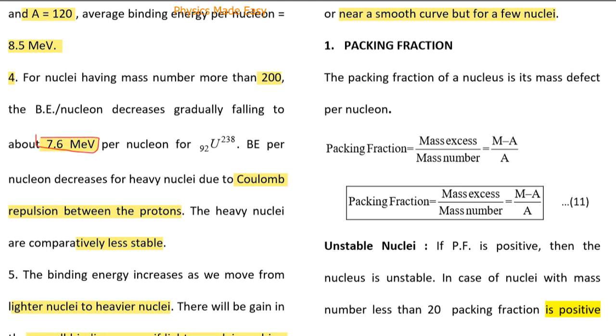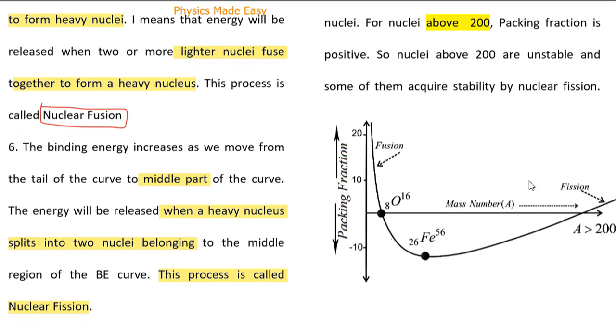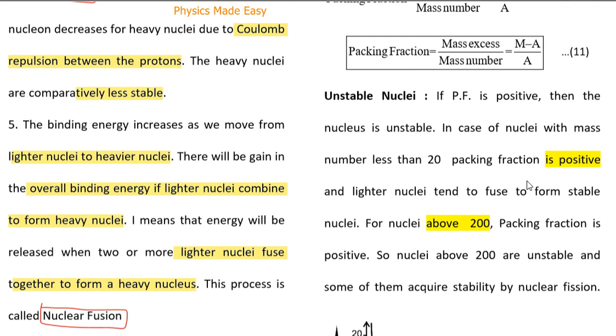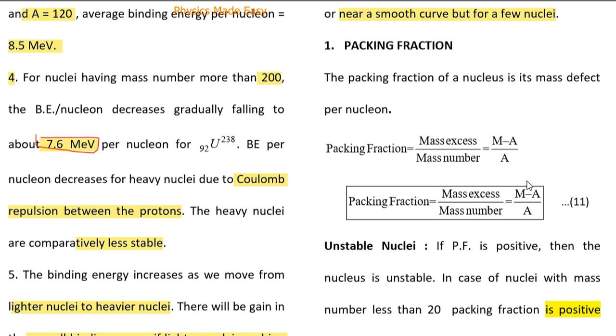How? Mass defect is M minus A, divided by mass number A. So this is packing fraction. And we have also got a graph for packing fraction.